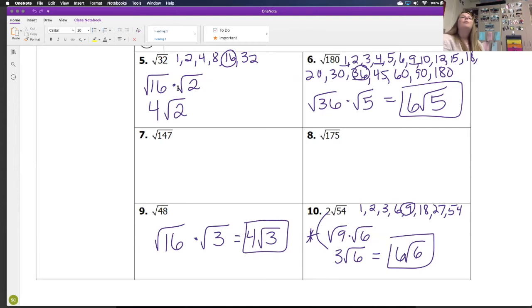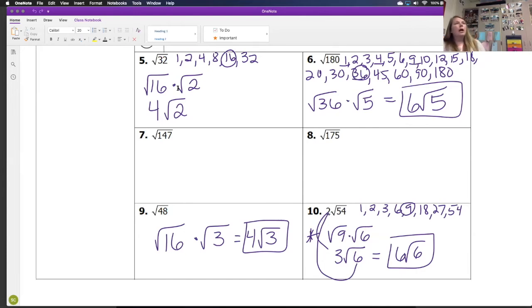One common mistake, don't be this person, is some people want to take this 2 and also multiply it by the 6 that's under the radical. Don't do that. You just want to multiply the number that's outside. No, Selena, it would not be that. It would only be 6 root 6.